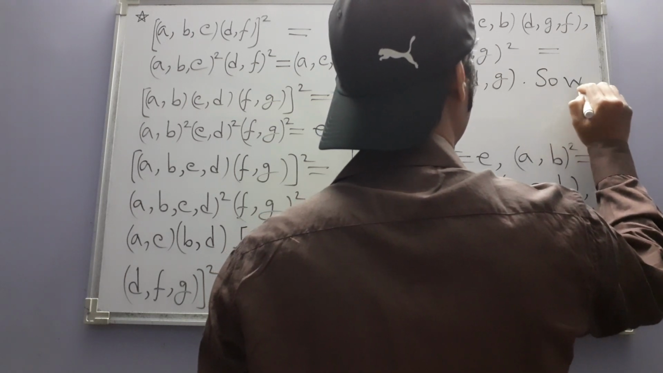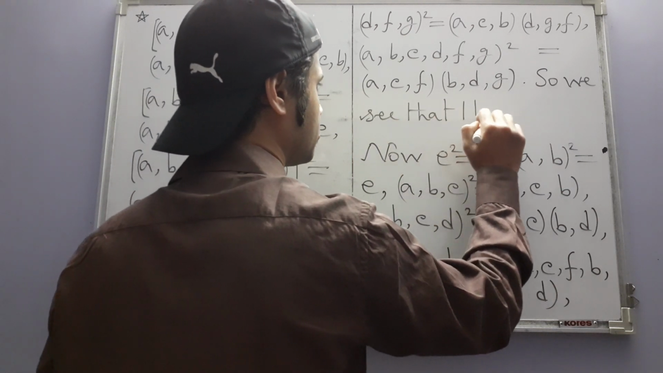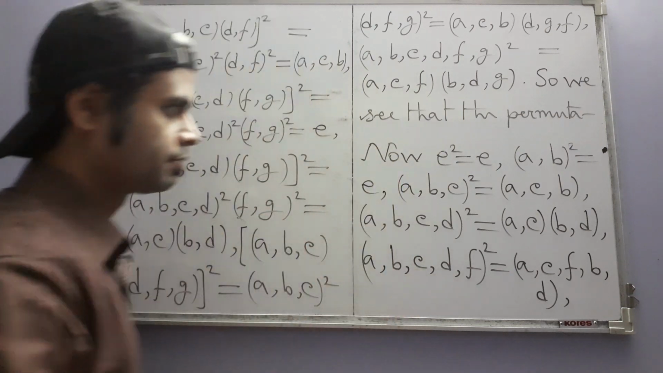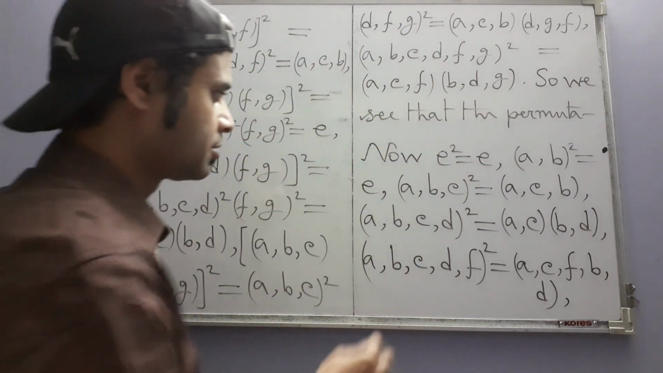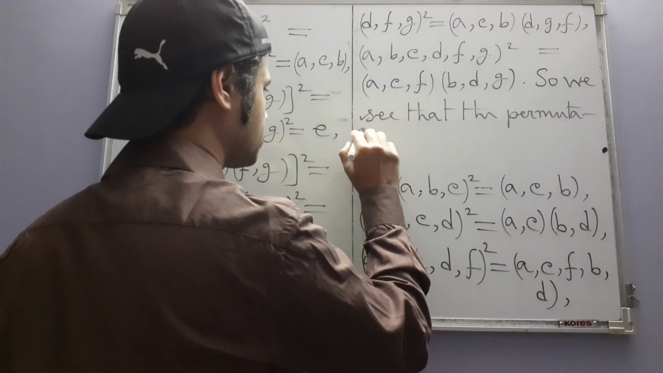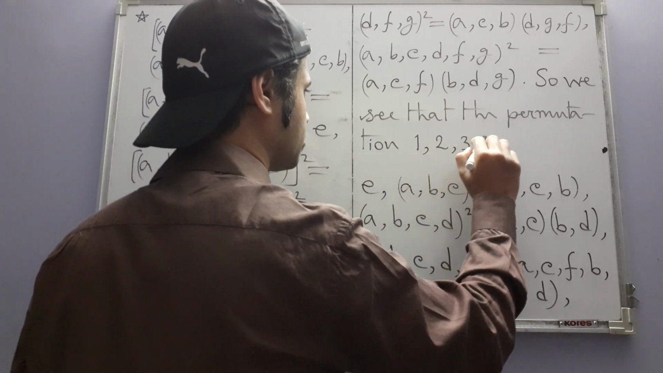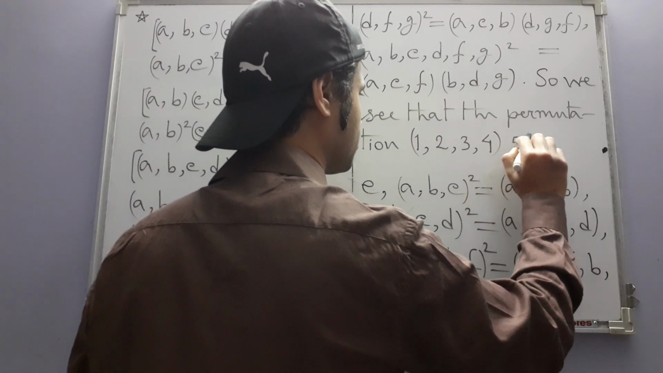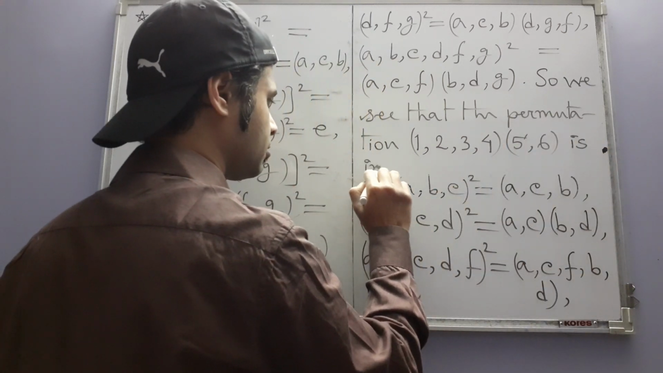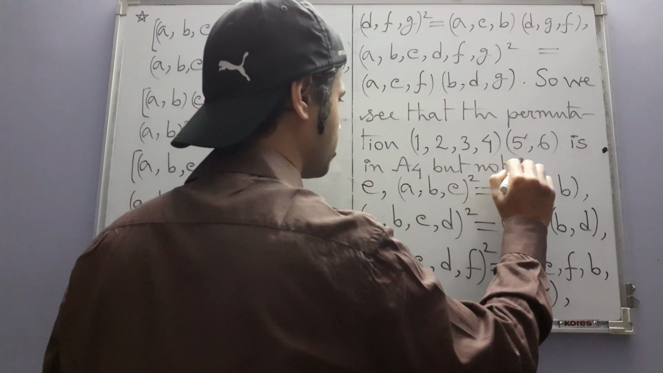So we see that the permutation, this part I can just simply erase, at least this line, is in A4 but not in H.